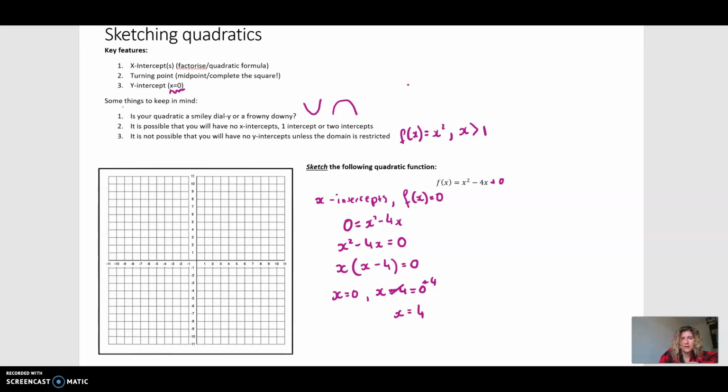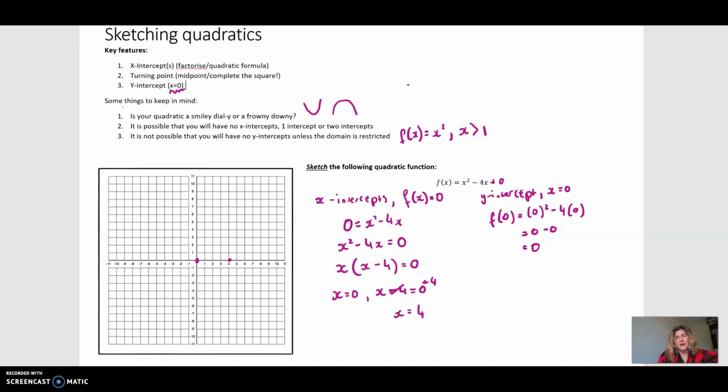Okay, so there are our two intercepts, and I'm going to mark them on the graph. So we've got an intercept at 0, and we've got an intercept at 4. Now, it should be pretty obvious that that x-intercept there is also going to be the same as your y-intercept because it's going through both the x-axis and the y-axis. But if you wanted to find your y-intercept as well, just to confirm, y-intercept, x equals 0, so now you're finding f of 0, which is 0 squared minus 4 times 0, which is 0 minus 0, which is 0. Okay, so that confirms that that's at the same point there.